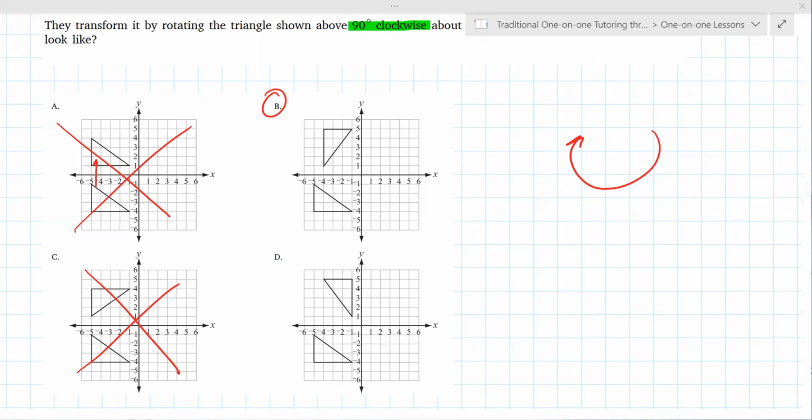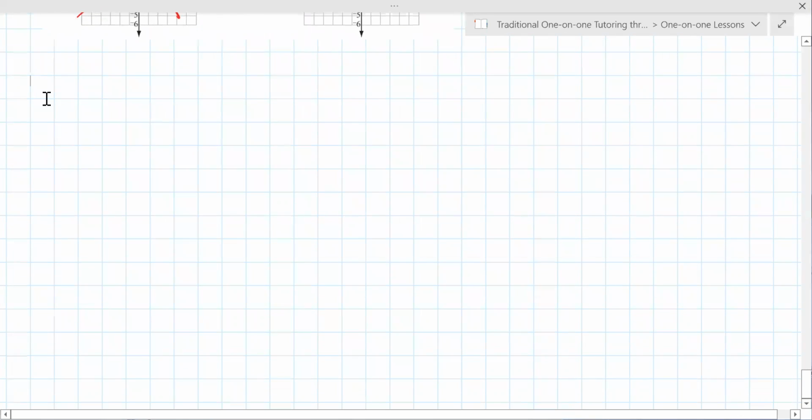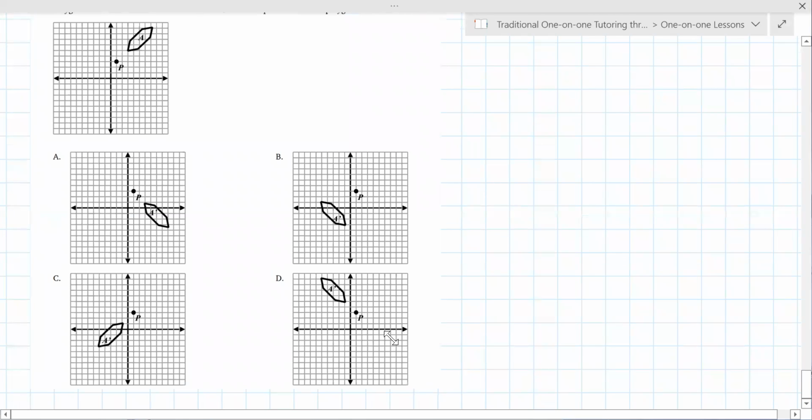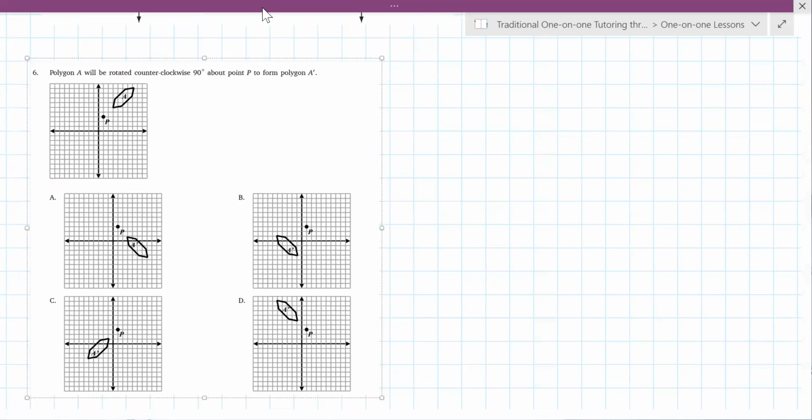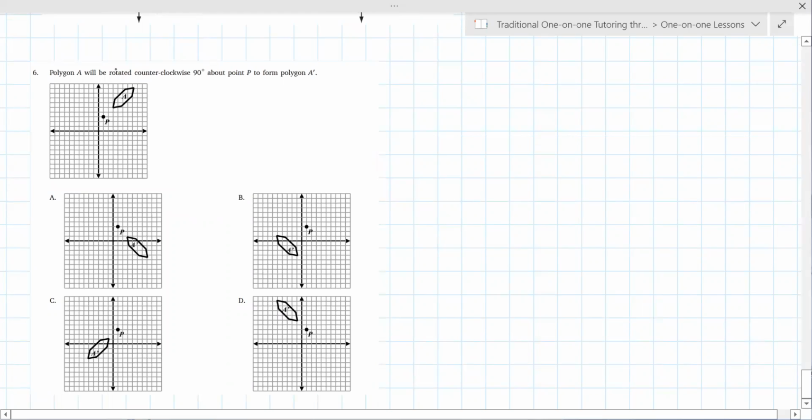These are too easy. All right, let's look at this one here. Let me make it a tiny bit smaller here. Okay, so it says polygon A will be rotated counterclockwise 90 degrees. So I want you to tell me which is the correct answer for this.